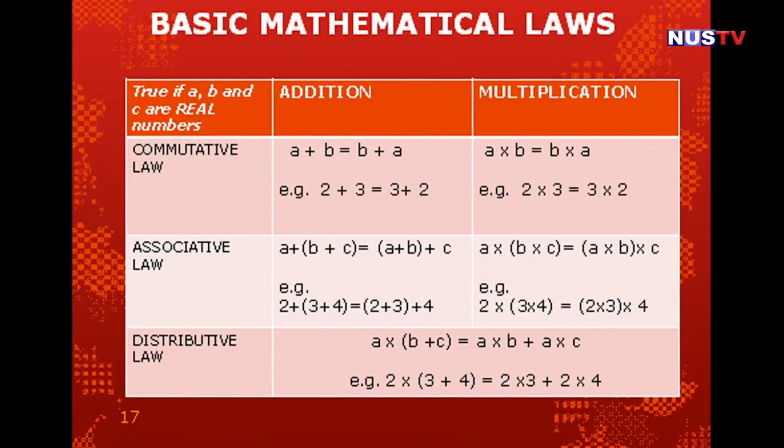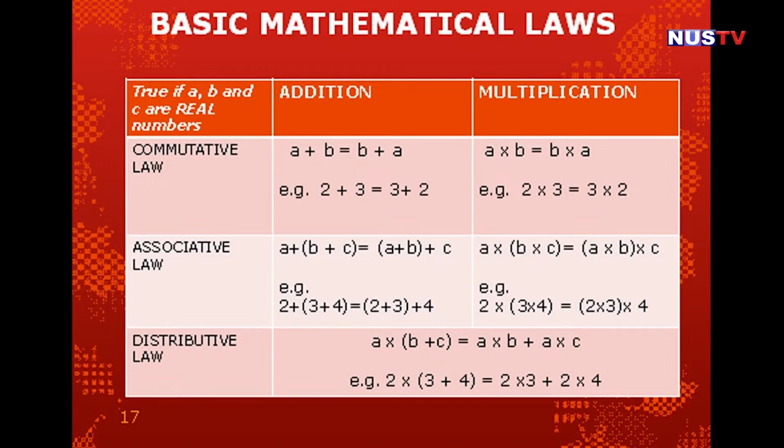Let's have a look at some basic mathematical laws. We have a law called the commutative law. The commutative law says that in addition, a plus b is the same as b plus a. For example, 2 plus 3 is the same as 3 plus 2, because they both add up to 5, right?